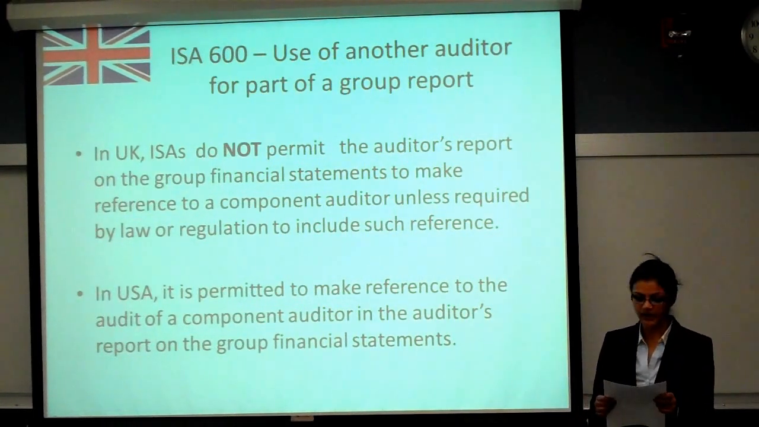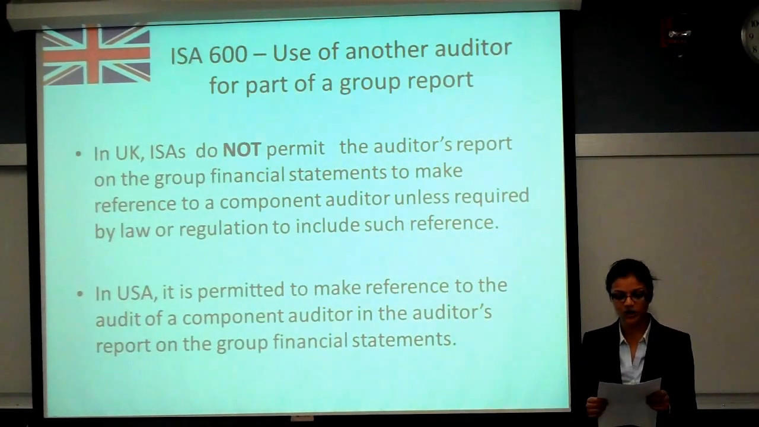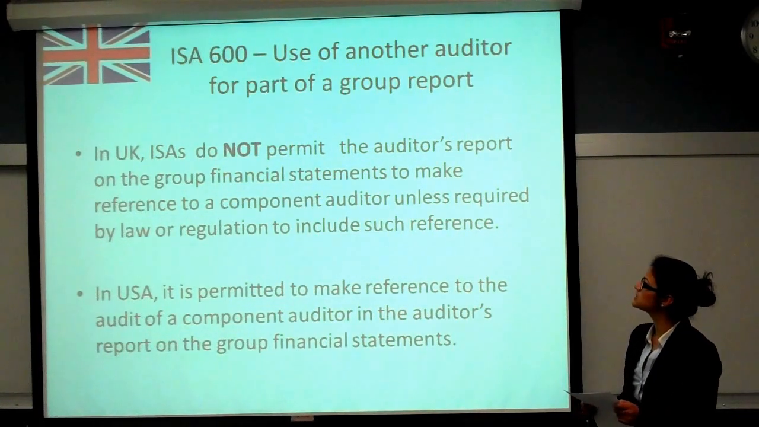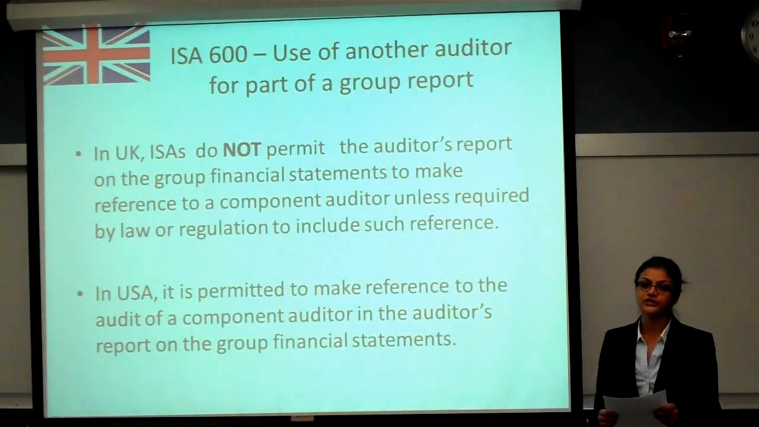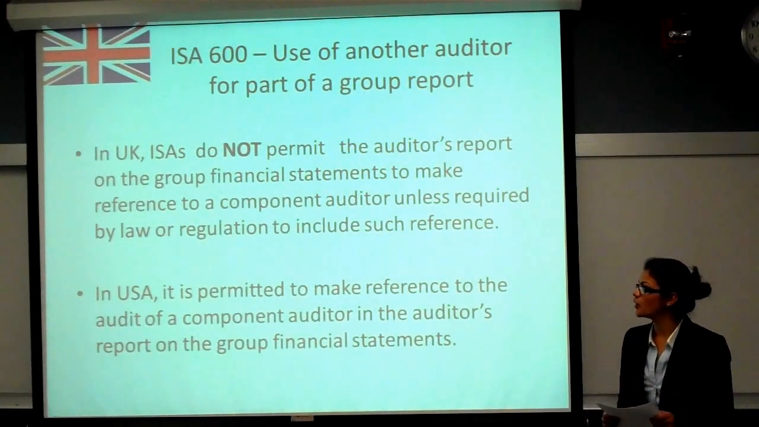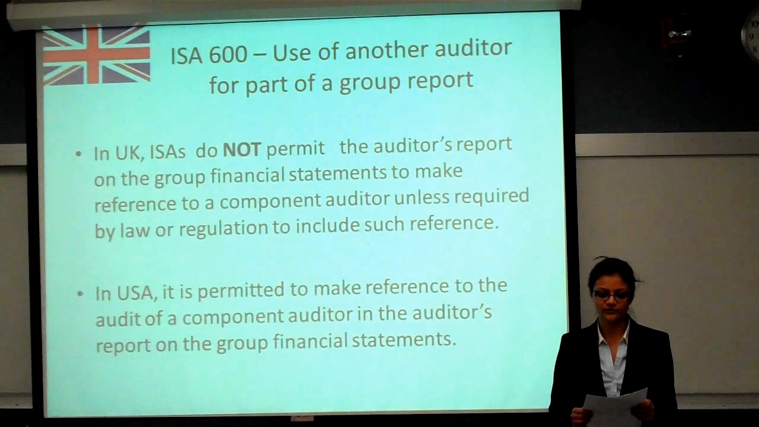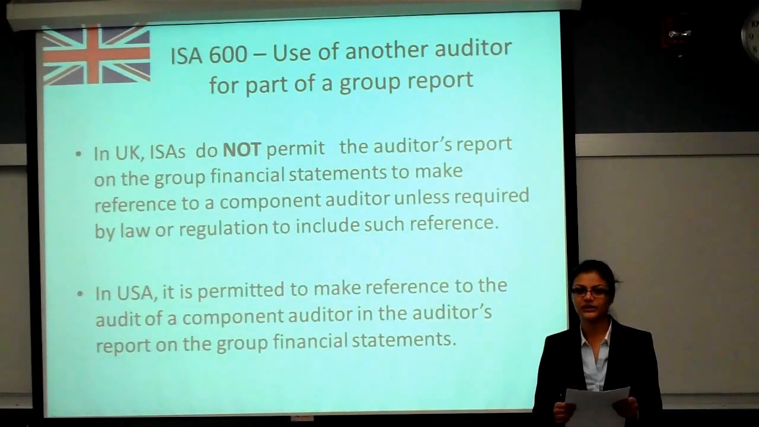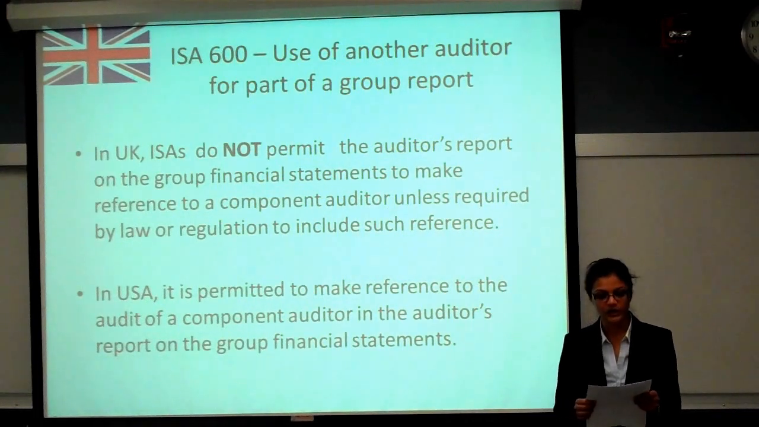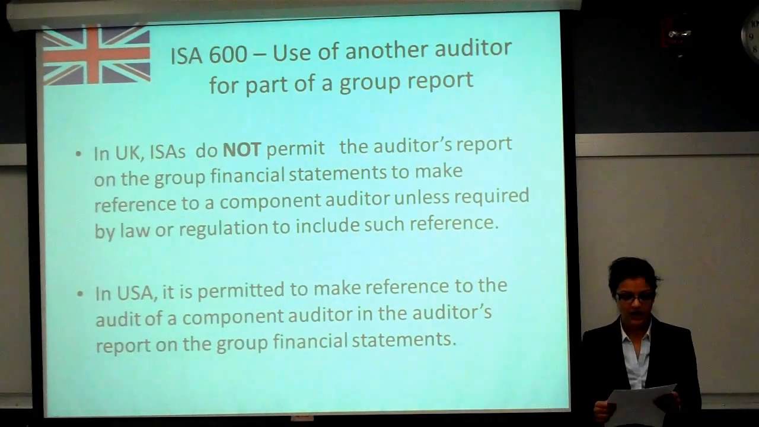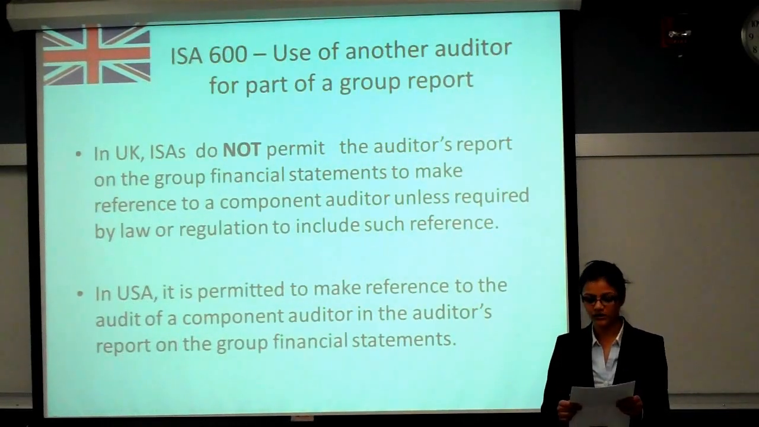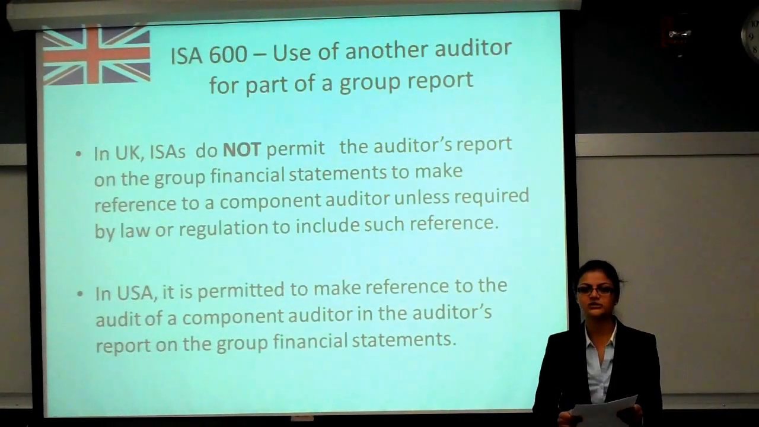In the UK, ISAs do not permit the auditor's report on the group financial statements to make reference to a component auditor unless otherwise required by law or regulation to include such reference. This also applies to reference to the work of an auditor's expert. However, in the United States, it is permitted to make references to the audit of a component auditor in the auditor's report of a group financial statements.